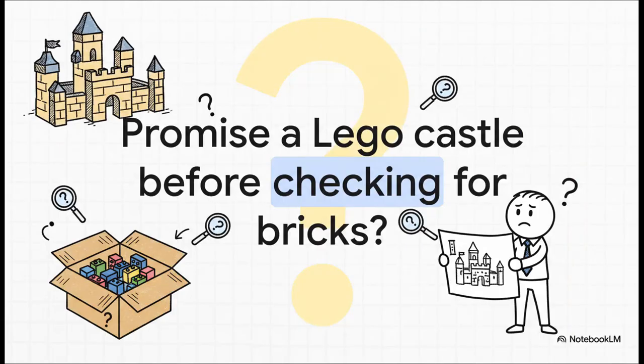I mean, think about it for a second. Would you ever promise someone a giant, magnificent Lego castle before you even peeked inside the box to see how many bricks you have? Of course not, right? That sounds absolutely insane. But you'd be shocked how often this exact thing happens in AI projects. A PM promises a castle, but they've never actually opened the toy box to see if they're working with 10 bricks or 10,000. That toy box, that's your data. This whole phase is about one thing: checking your supplies before you even think about building.